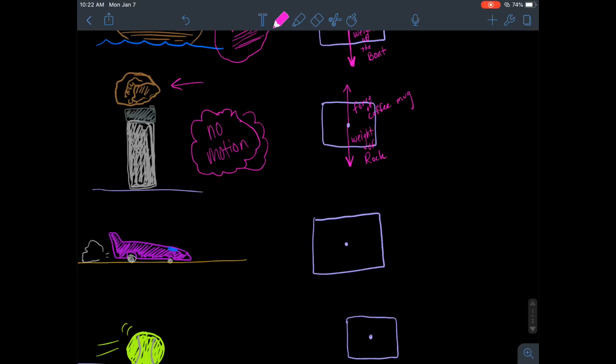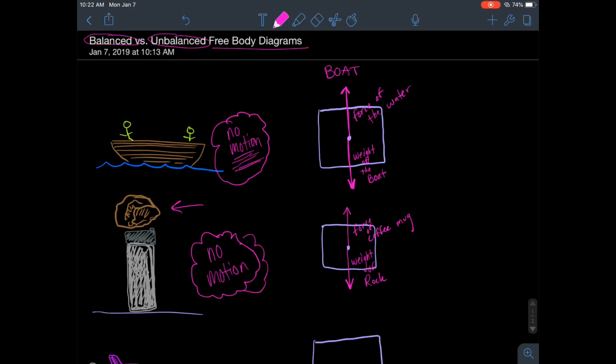So, for both of these free body diagrams, there's no motion happening. And the best way to see that there's no motion happening in the free body diagram is that the upward arrow is exactly the same as the downward arrow, for both of those. And so in these examples, we'd say there is no motion because they are equal and opposite. So they're resisting each other.